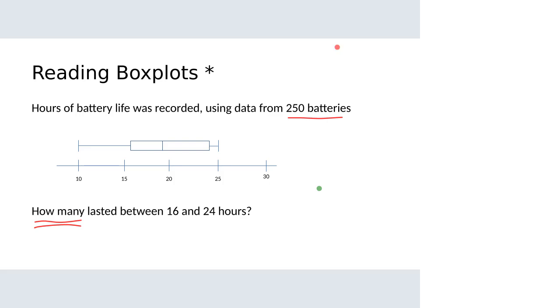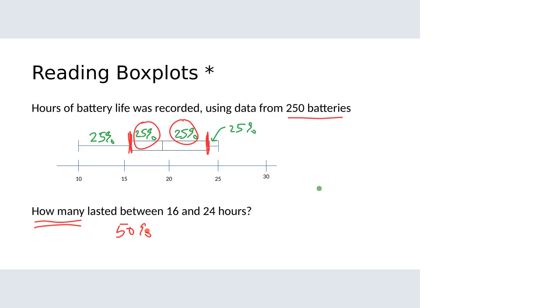We've got a box plot here, and what a box plot tells me is that there is 25% of the data in each one of these pieces, because that's what quartiles do, that's what a box plot does. And so here it says how many lasted between 16 and 24 hours. Well, 16 is right here, 24 is right here, so 50%. I understand, Summer, that happens sometimes. So 50% lasted between 16 and 24 hours, but that's not our answer here.